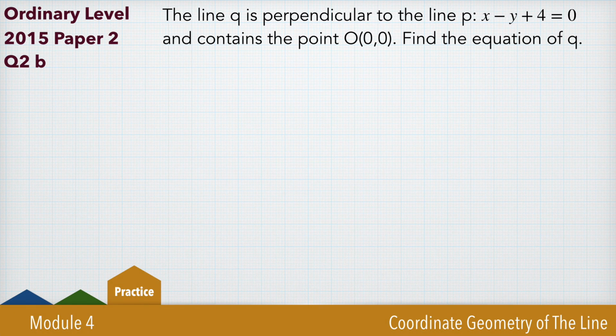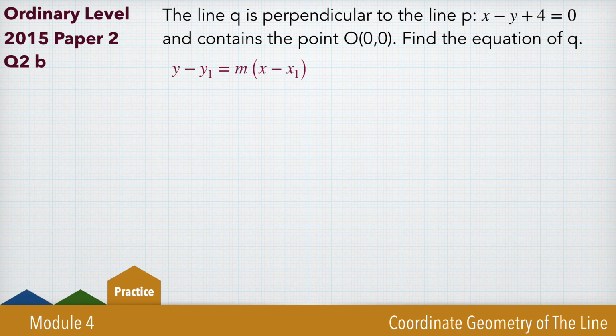Here we are told that the line Q is perpendicular to the given line P, and that it contains the origin point 0, 0. We are asked to find the equation of the line Q. We will use this equation of the line formula, but first we need to find the slope. We were told that the required line is perpendicular to the given line. We know that the slopes of perpendicular lines are negative reciprocals of each other. Therefore, we will find the slope of the given line P, and from it find the slope of the required line Q.